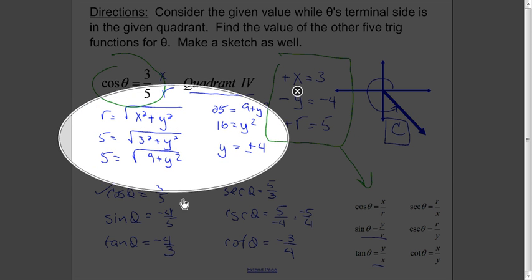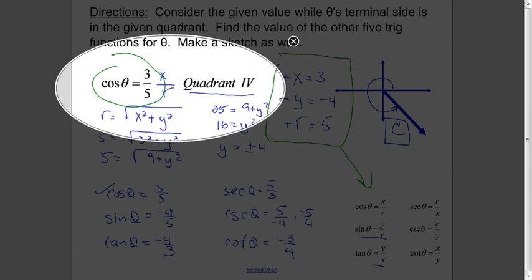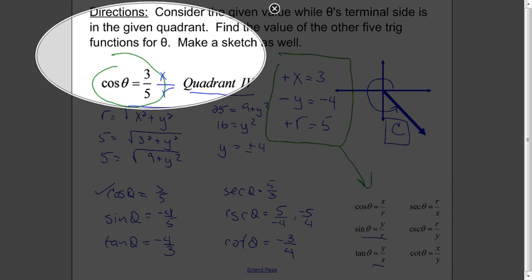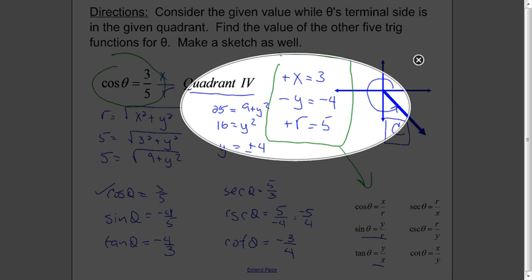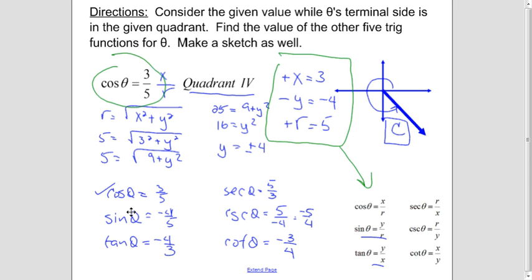You could have just said, wow, if x is 3 and r is 5, it's going to be a 3, 4, 5 triangle. Again, you'd still have to establish that y is negative, but it's still a 3, 4, 5 triangle. Okay, let's take a look at the next example. It's a little more difficult.